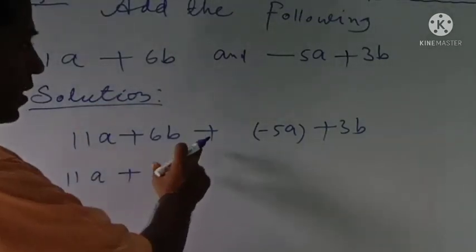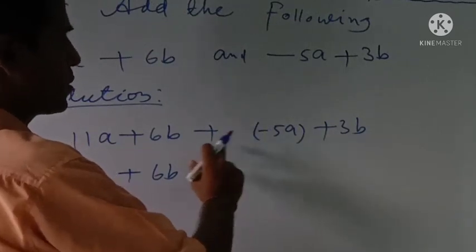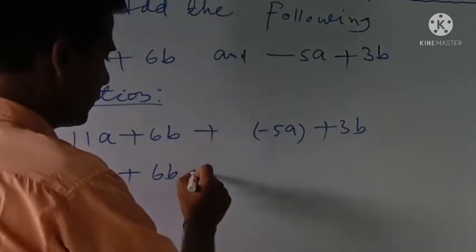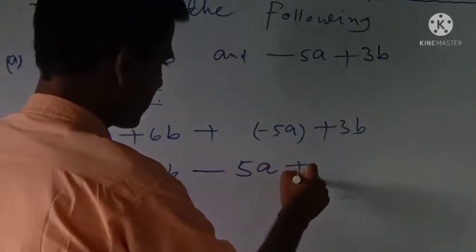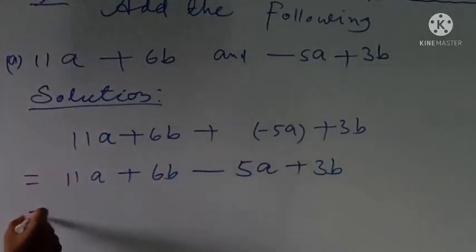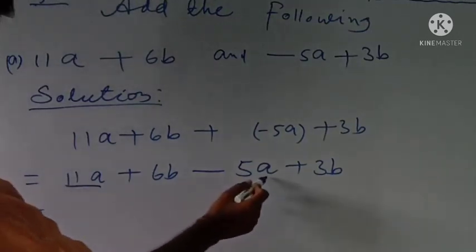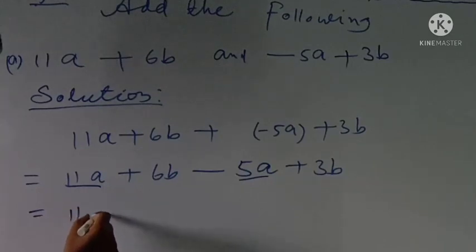Now here see, we have plus, and inside the bracket you have minus. So plus into minus, you know, is minus. So we'll write minus 5a plus thrice b. Now see like terms. This is 11a and minus 5a. These two terms are like terms. 11 minus 5 is 6, or if you don't understand, you can bring the like terms together. One step more you can do.